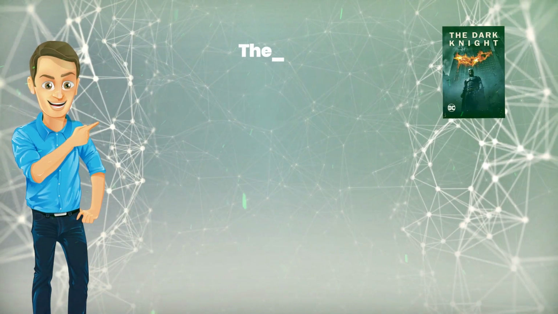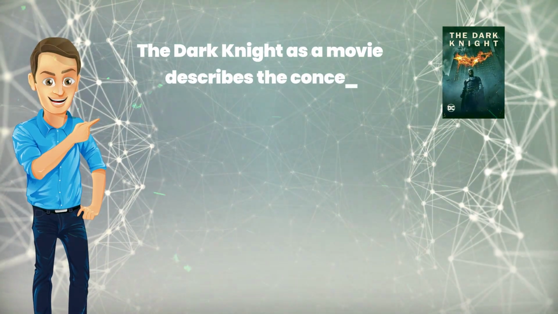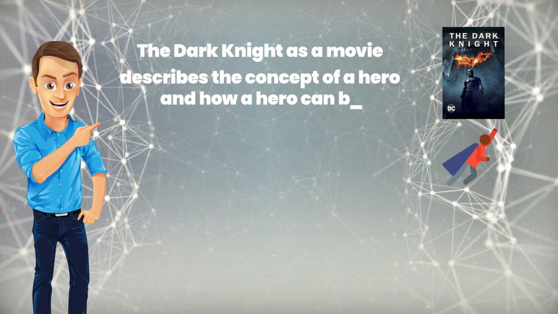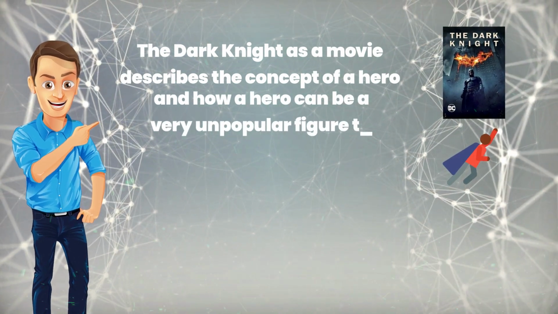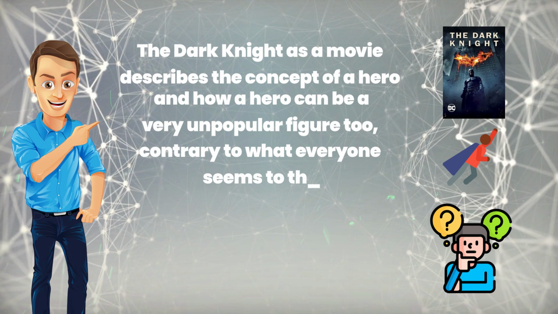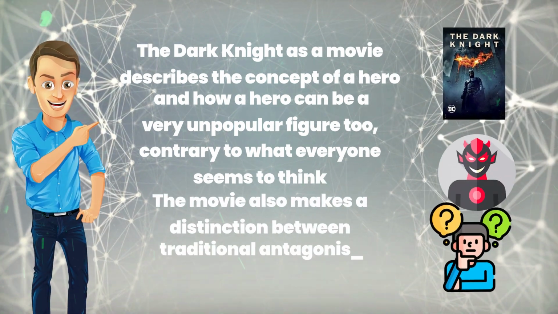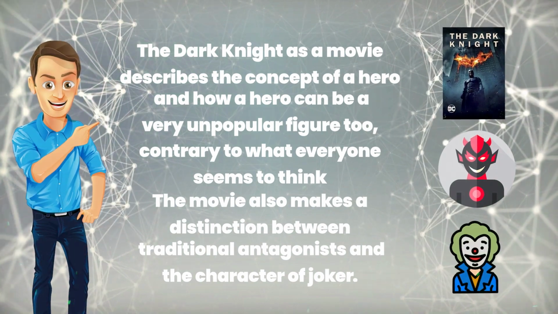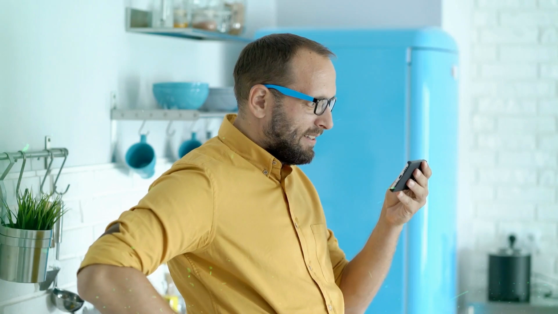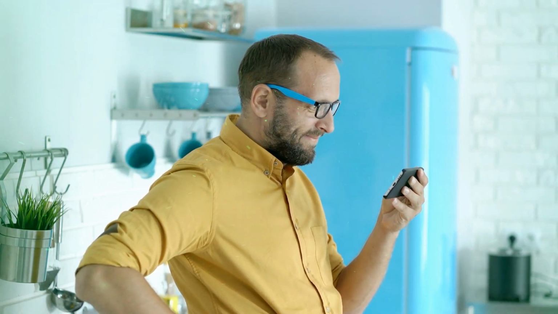Here's the text. The Dark Knight, as a movie, describes the concept of a hero, and how a hero can be a very unpopular figure too, contrary to what everyone seems to think. The movie also makes a distinction between traditional antagonists and the character of Joker. Alright, so this seems like a very interesting text. Let's see the changes which ChatGPT can recommend to us.